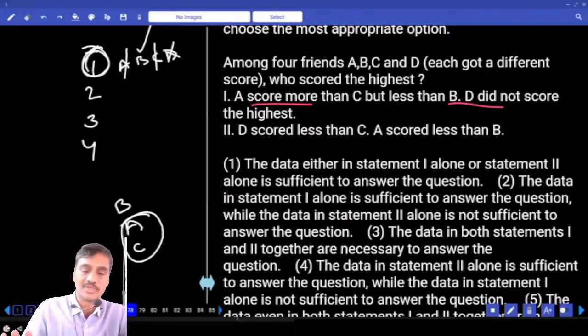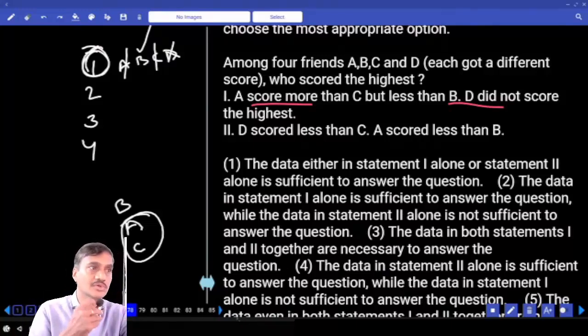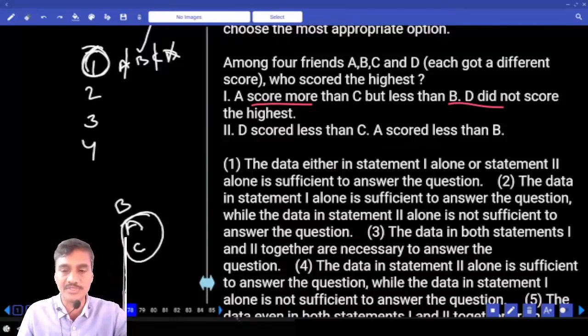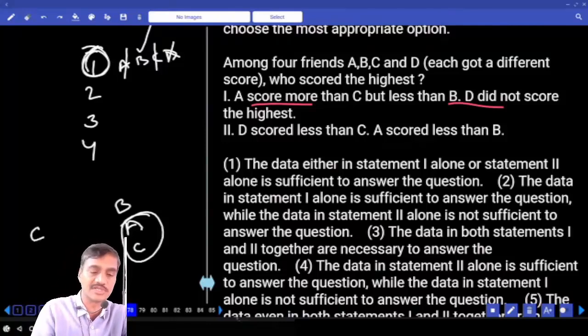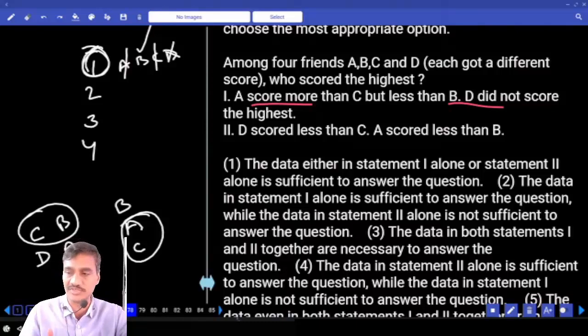1 alone is sufficient. Then 2 alone. D scored less than C, A scored less than B, A scored less than. Either B or C scored the highest. Hence 2 alone is not sufficient, only 1 alone is sufficient, that is choice 2.